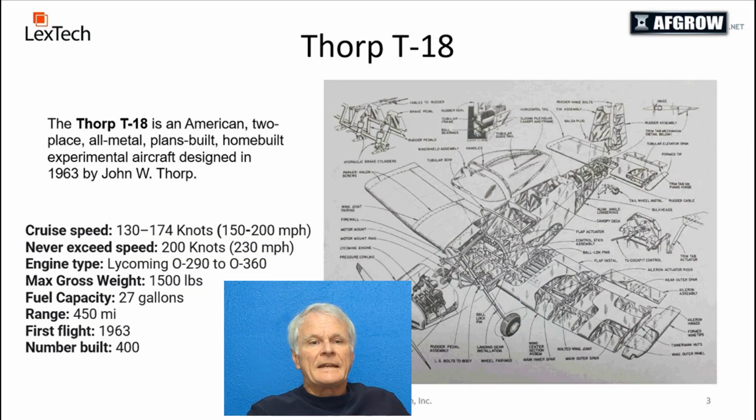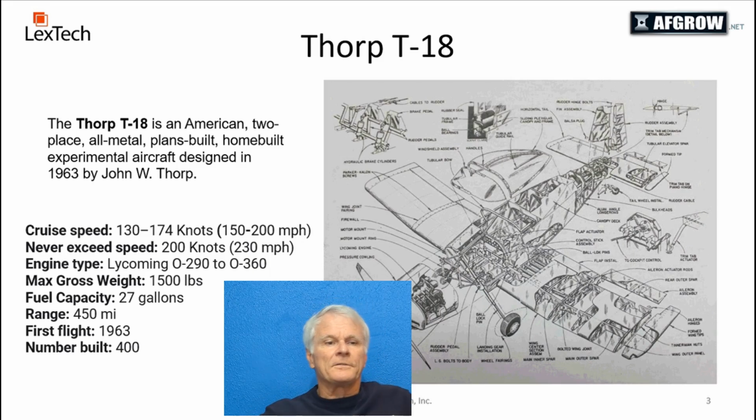So let's talk about the T-18 quickly. The T-18 was an early two-place experimental airplane designed by John Thorp. His first flight was in 1963. The cruise speed on the airplane is between 130 and about 174 knots, or about 150 to 200 miles an hour. The never exceed speed on this airplane is 200 knots.